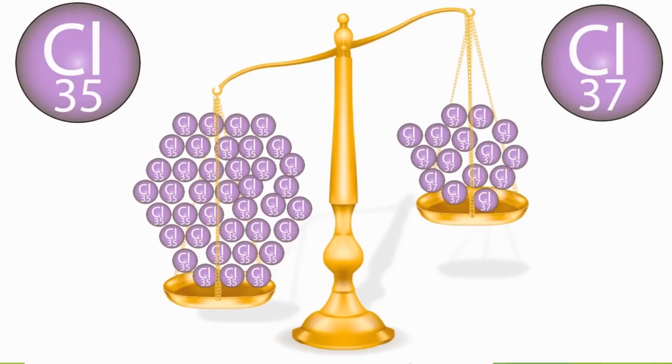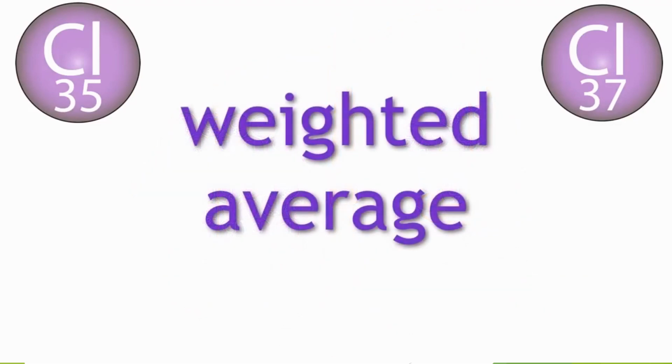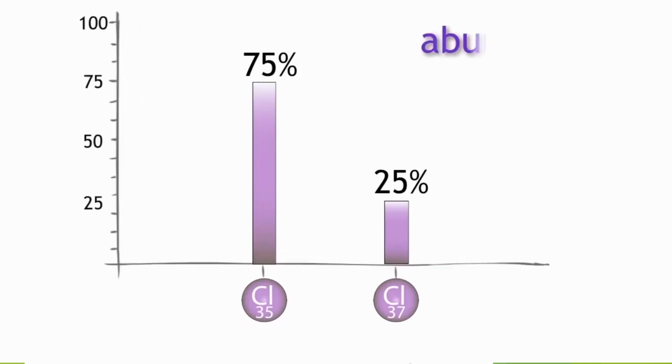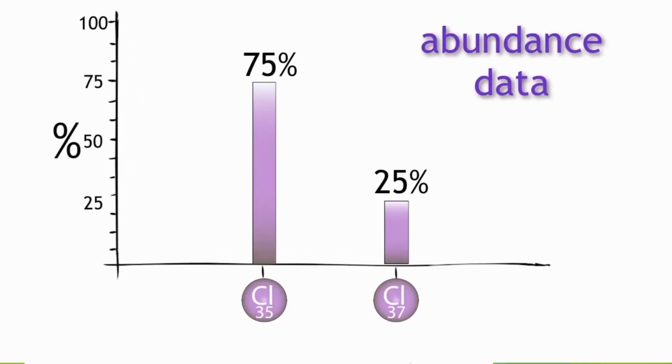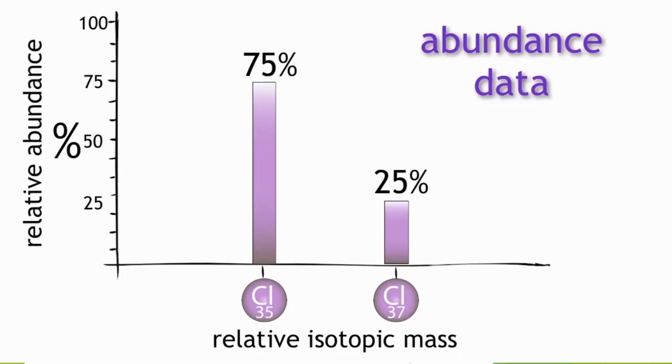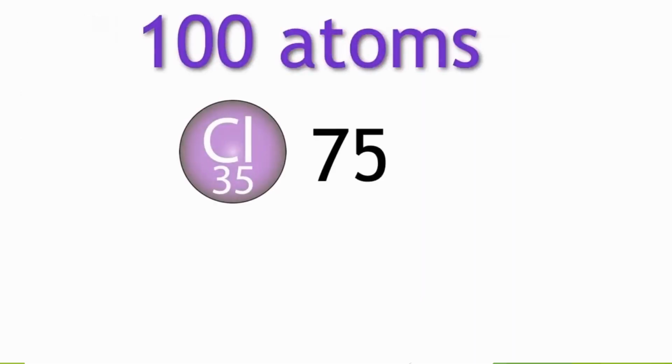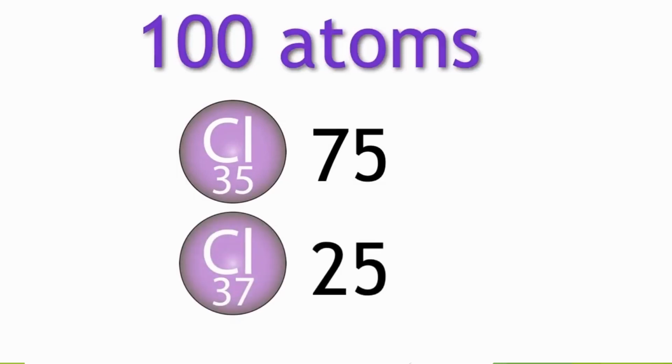However, within a sample, the levels of each isotope are not equal. So we take this into account when we are calculating the relative atomic mass, so that we are calculating a weighted average. Naturally occurring chlorine is made up of 75% chlorine 35 and 25% chlorine 37. This can be shown on a graph of abundance data, where the relative isotopic mass is shown along the x-axis and the relative abundance is shown on the y-axis. So say we had a simple sample of 100 atoms of chlorine. We would have 75 atoms of chlorine 35 and 25 atoms of chlorine 37.